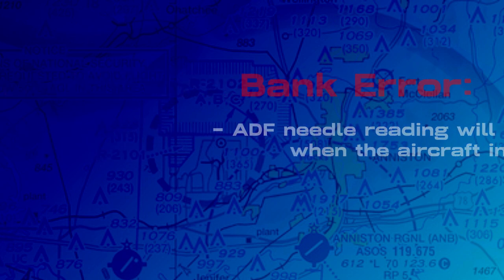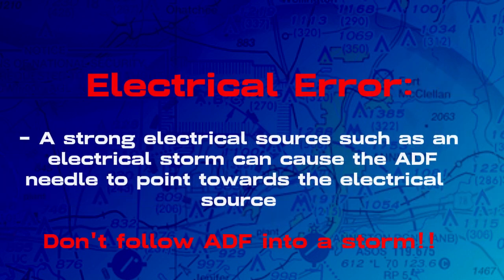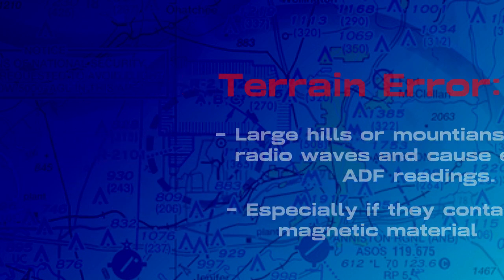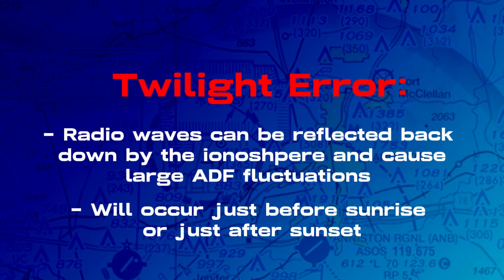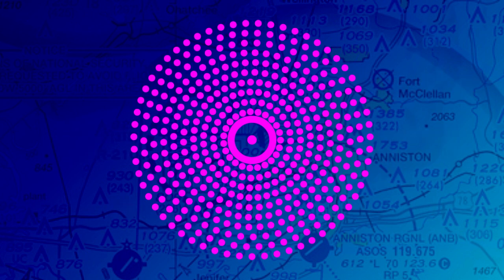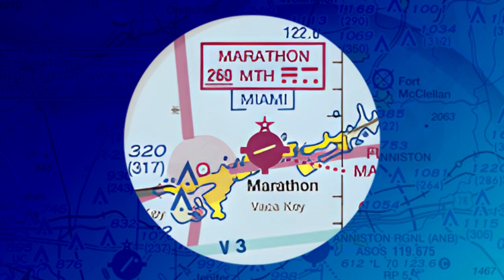These include bank error, shoreline error, electrical error, terrain error, and twilight error, also known as night effect. NDBs are depicted as a circle of radiating dots, purple or magenta in color. This is how they appear on your VFR sectional. Here you can see the identifier, frequency, and Morse code identifier for this NDB.